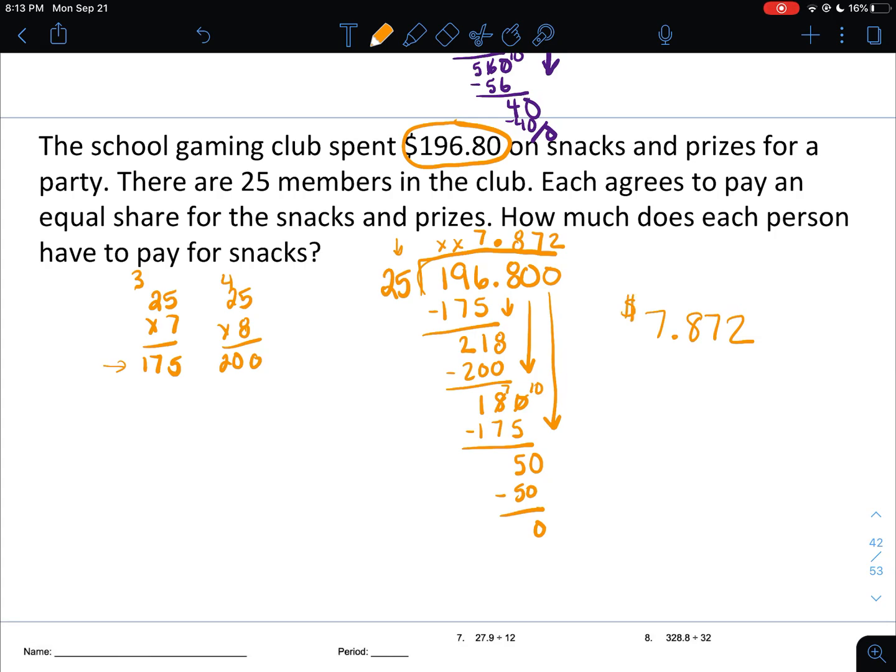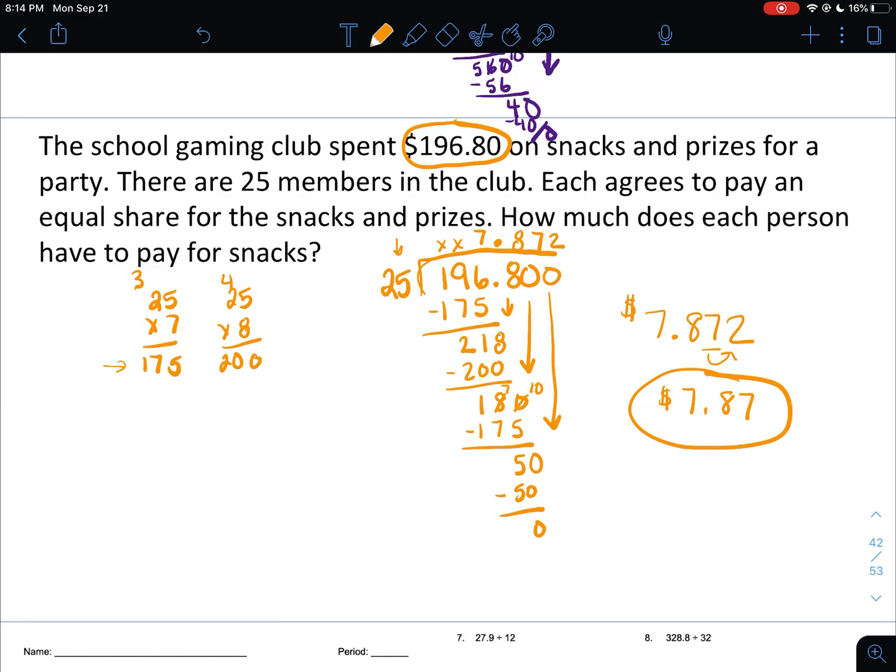So this is money. So that should look funny to you. We need to round that to 2 decimal places because money is always 2 decimal places. So we're going to round the 7 in the hundredths place by looking at the 2. The 2 just says to stay even. So $7.87. Okay, they each have to pay $7.87.